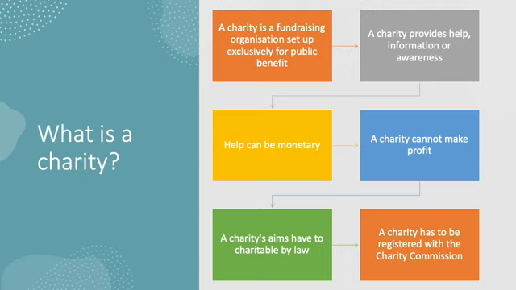So a charity can't make profit. All the money has to go towards help, information, awareness or monetary support. And the green box links into the orange ones. A charity's aims have to be charitable by law, which means they have to be approved by the Charity Commission as being for public benefit.